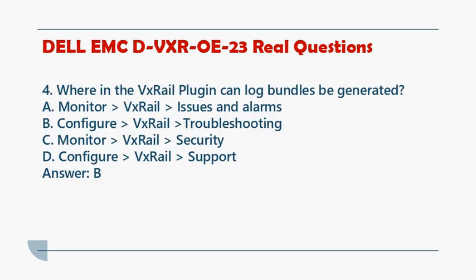4. Where in the VxRail plugin can log bundles be generated? A. Monitor > VxRail > Issues and Alarms, B. Configure > VxRail > Troubleshooting, C. Monitor > VxRail > Security, D. Configure > VxRail > Support. Answer: B.